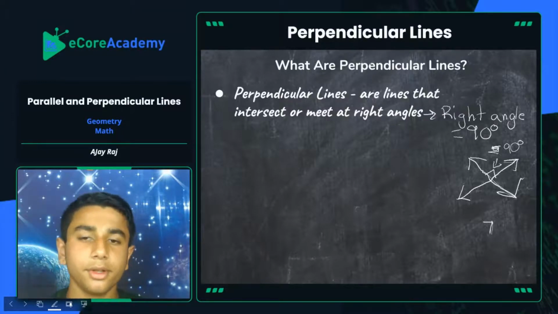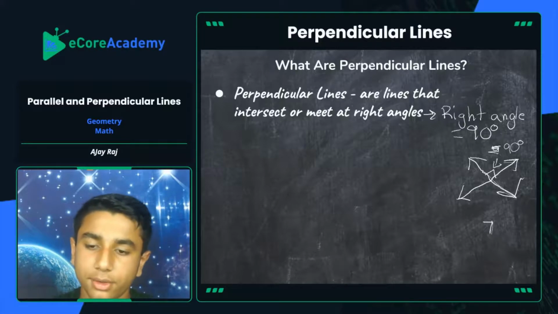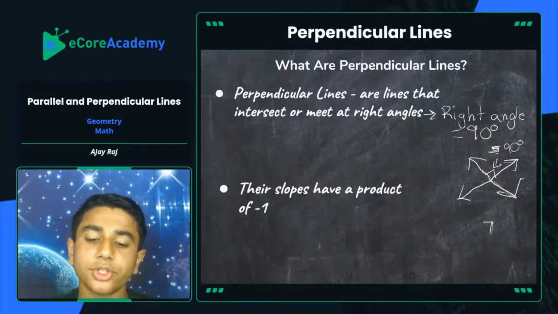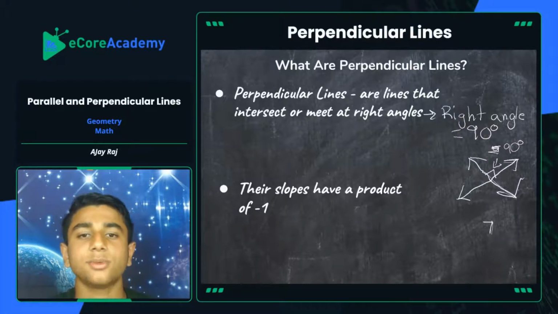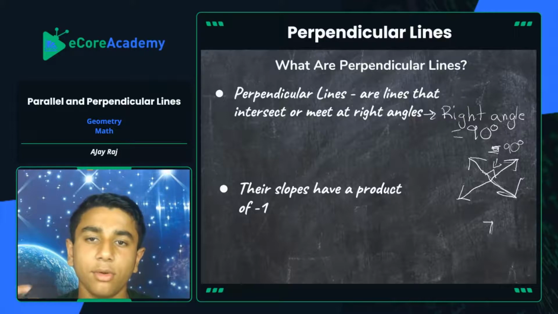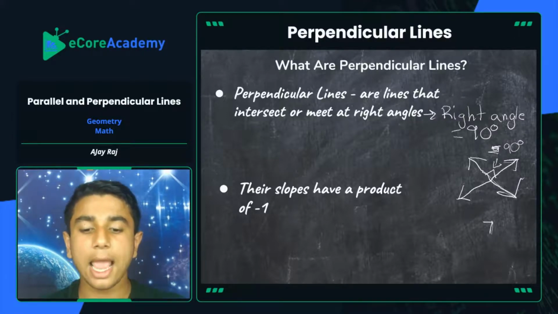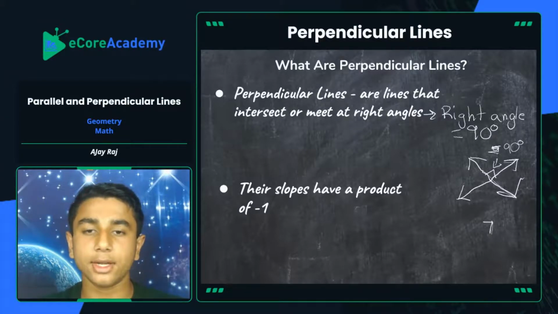All right, so perpendicular lines only intersect at right angles. And what's so special about their slope? Well, their slopes have a product of negative 1. Remember how we said the slope rule for parallel lines was that parallel lines always have equivalent slopes. They have congruent slopes, which are basically the same exact slope. And what perpendicular lines have is that their slopes have a product of negative 1.